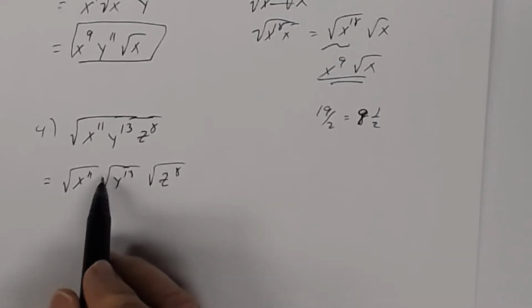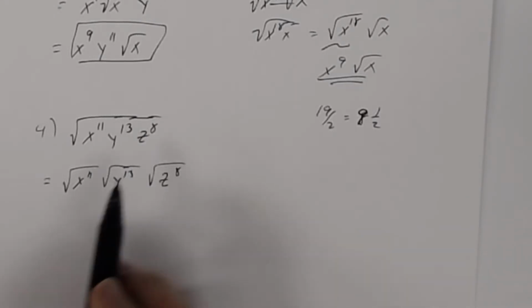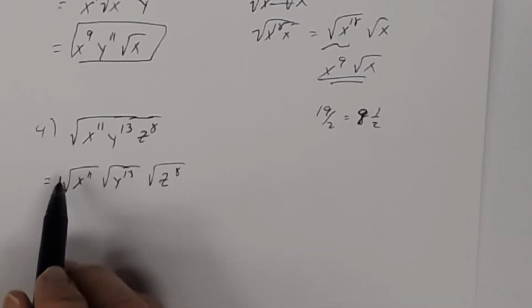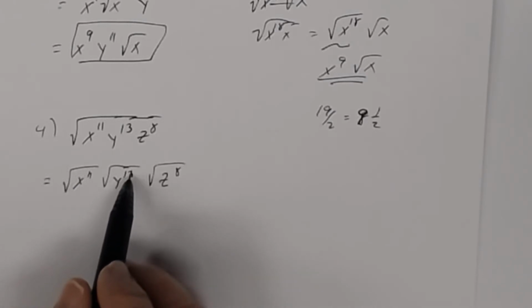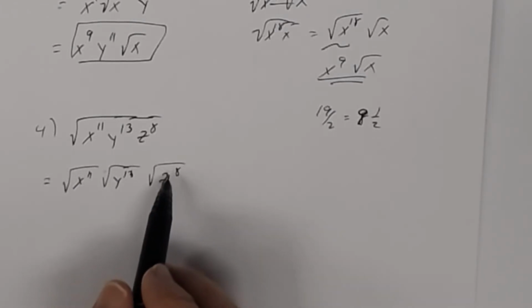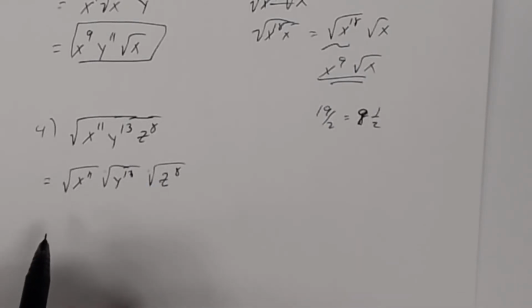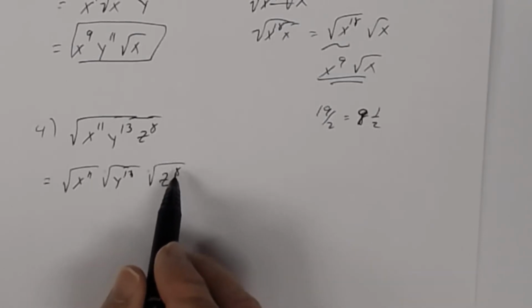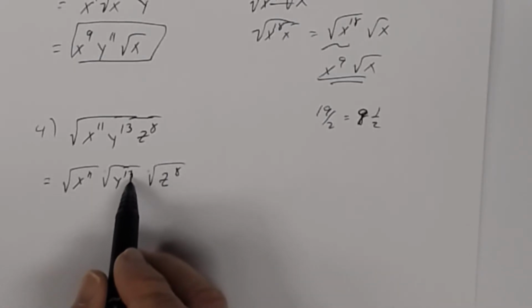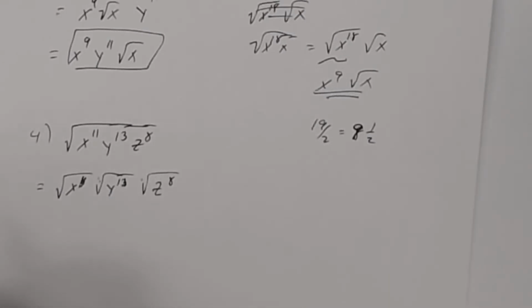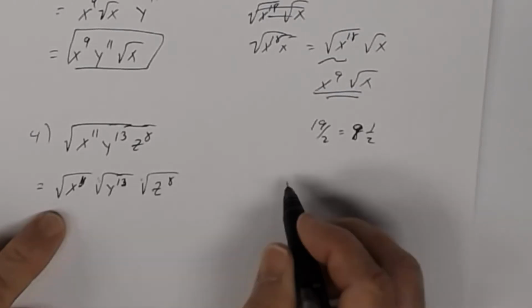So I can write this as a product of each individual square root. And I also know I can simplify each of those, right? Each of those can be simplified because the exponent 11 is greater than or equal to the index, 13 is greater than or equal to 2, and 8 is greater than or equal to 2. This is the easier one because 8 is divisible by 2. But 13 is not divisible by 2, and 11 is not divisible by 2. So let's do the square root of x to the 11th first.